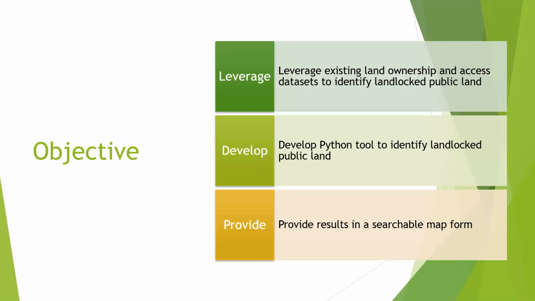So the objective of this project is to identify and leverage existing land ownership data to identify landlocked public parcels. To accomplish this, first I developed and implemented an algorithm to identify the landlocked public parcels, and we'll provide a link to the code later in this presentation. Second, the results are provided in an interactive map, so it is easy to zoom in and view the status of individual parcels.